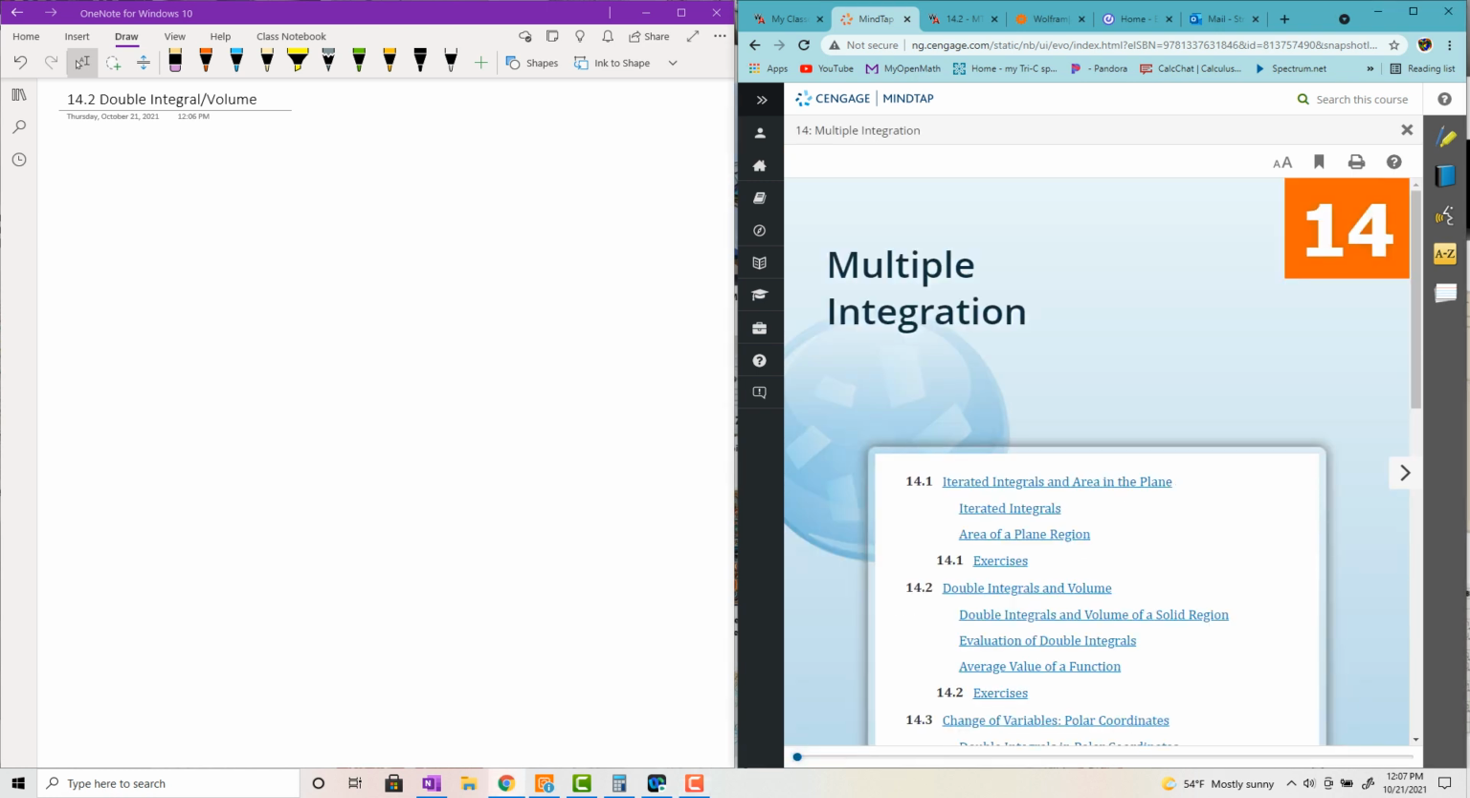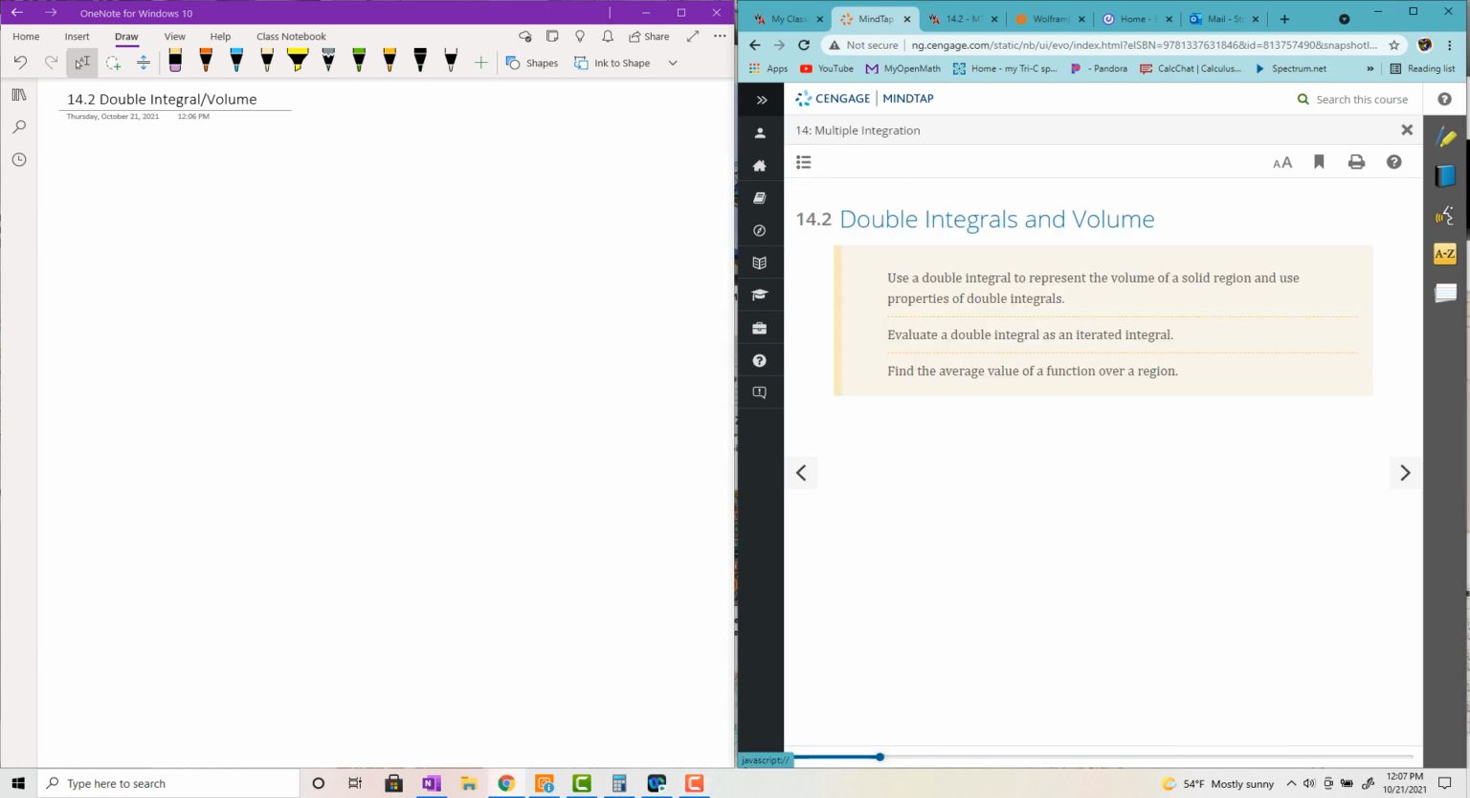Hey, welcome back. This is 14.2, and we're going to try to connect the iterated integral to volume. In the beginning, we just start with building the Riemann sum like we did in Calc 1. If you want, I can remind you of what we did in Calc 1.